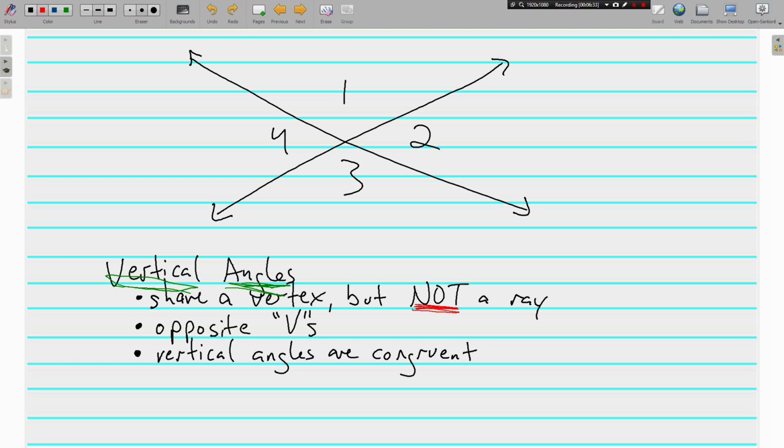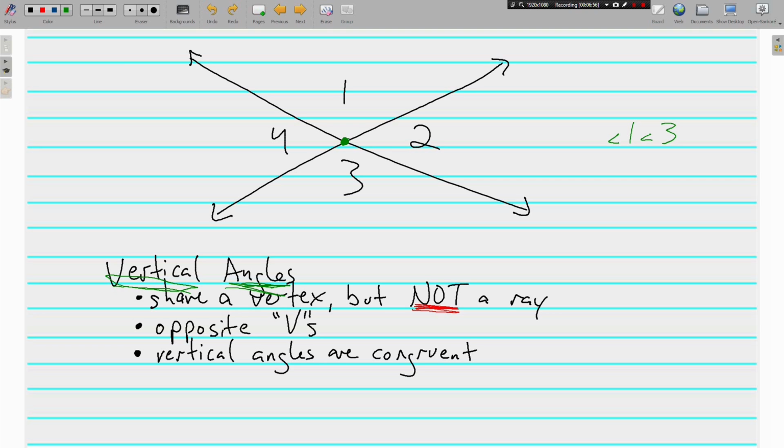Vertical angles are going to form opposite V's. And the last thing to know is that vertical angles are congruent. There are 2 pairs of vertical angles in this picture. The first pair is angle 1 and angle 3.